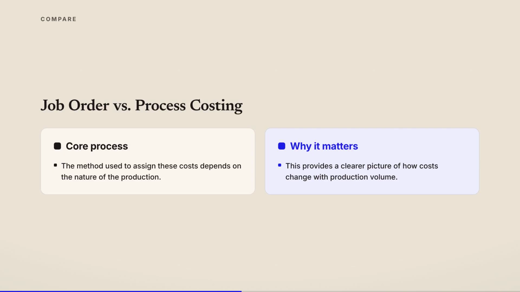In process costing, we don't track costs for every individual unit. Instead, we average the total costs over all units produced during a specific time period to create a uniform cost per unit. Another important distinction in cost assignment is absorption versus variable costing. Under absorption costing, which GAAP requires, all manufacturing overhead is absorbed by the product. However, for internal management, variable costing is often used, where only variable overhead is included in product costs and fixed overhead is treated as a period expense. This provides a clearer picture of how costs change with production volume.